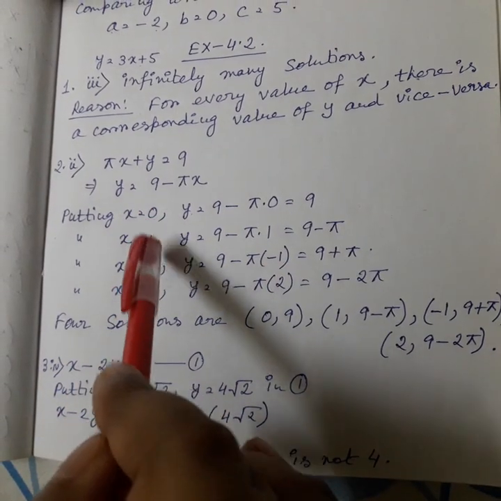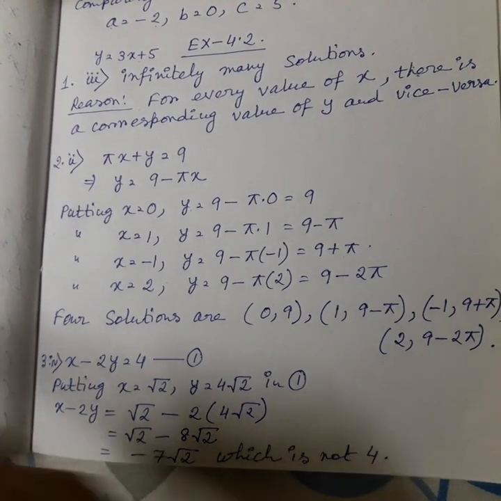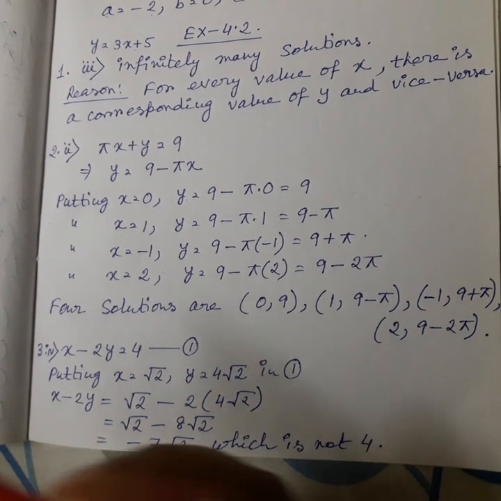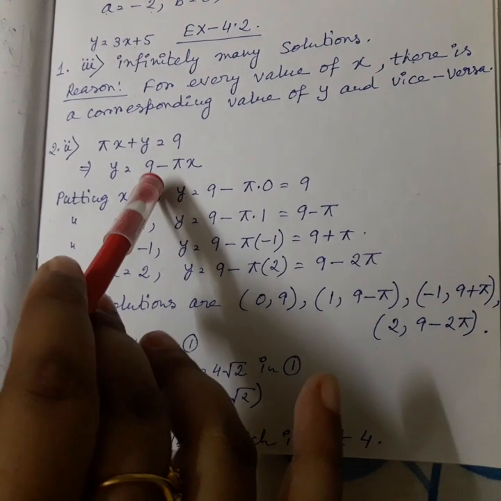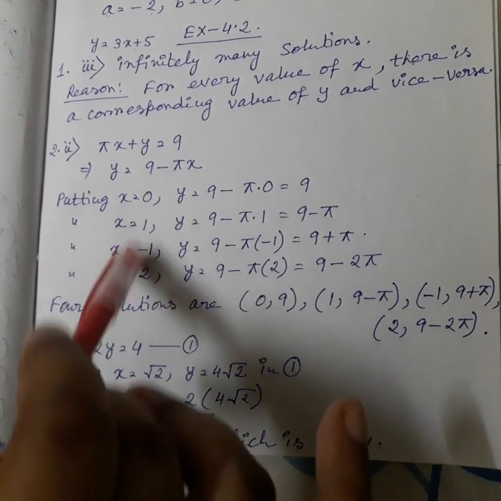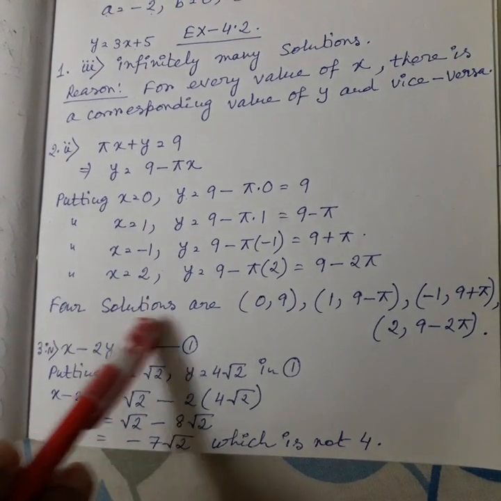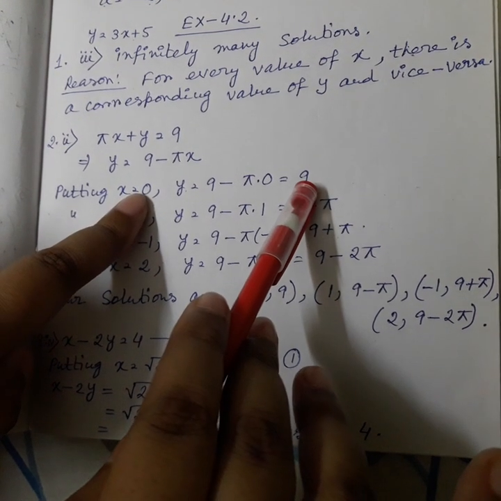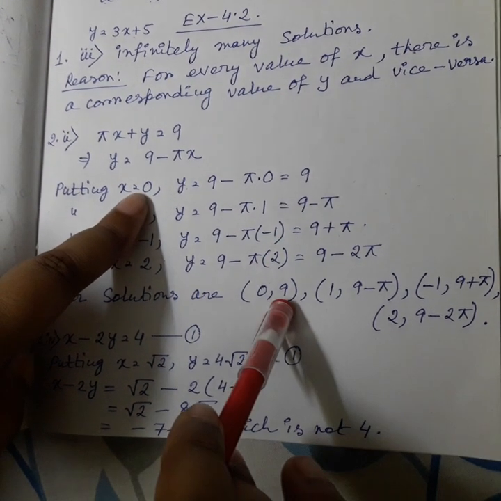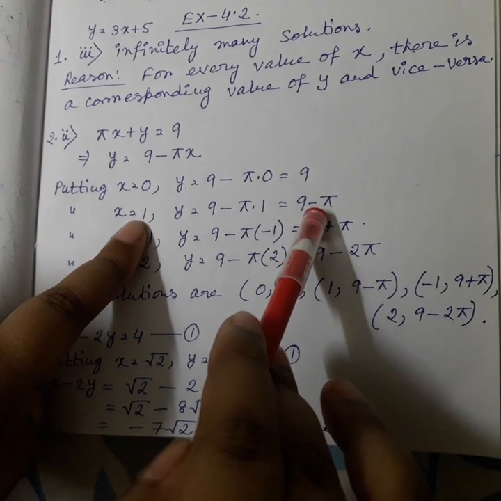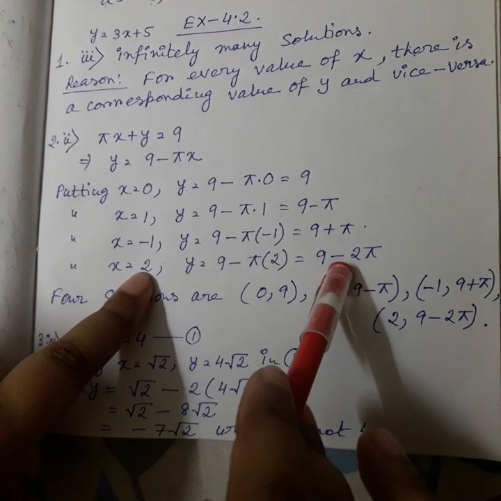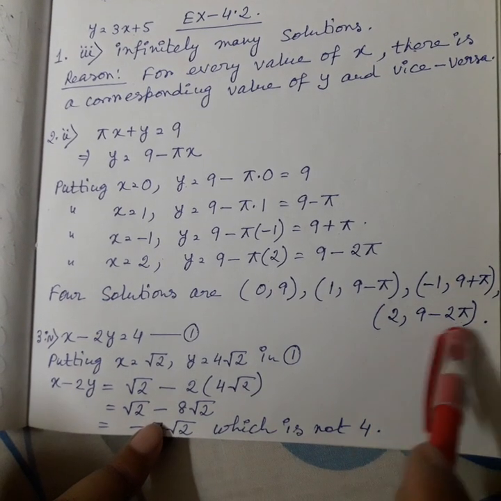So different values of x, you can put generally also 0, 1, 2, 3, 4, on that way also you can put, or minus 1, minus 2, any value you can put. So 4 solutions you have to find. So 4 values I have put. So 4 solutions are, first you have to write x and then value of y. So 0, 9, then 1, 9 minus pi, then minus 1, 9 plus pi, then 2, 9 minus 2 pi. On that way.